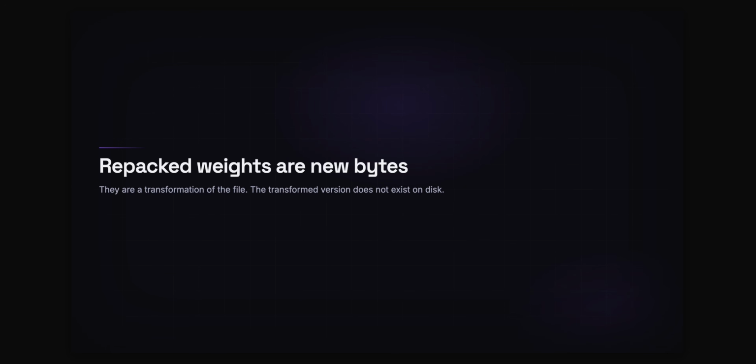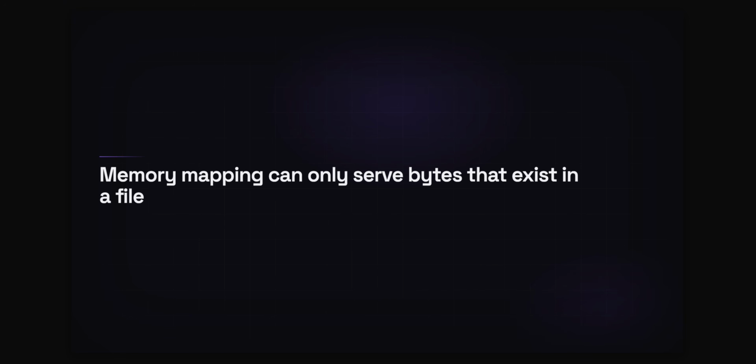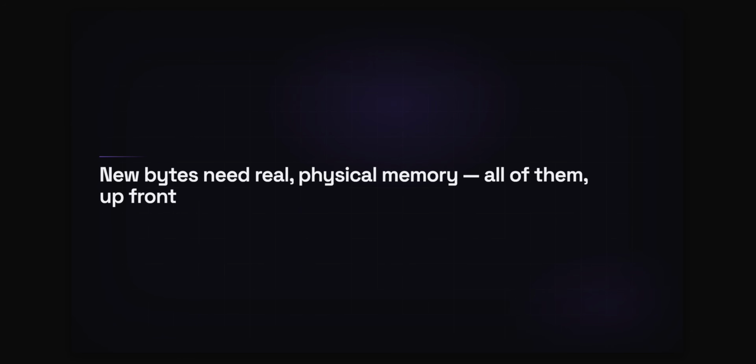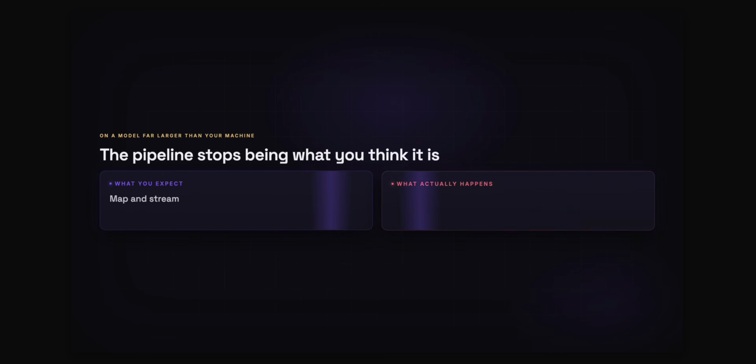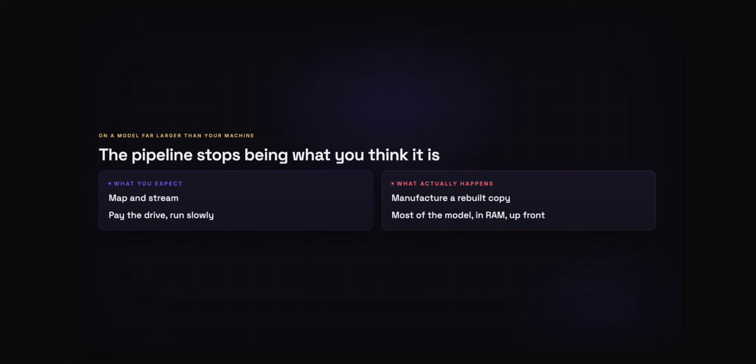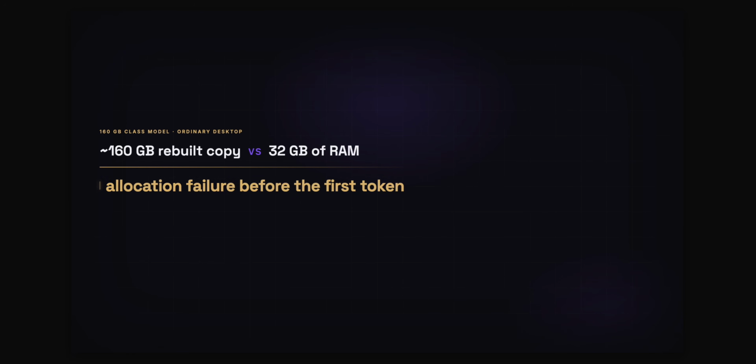But follow the logic one more step, because this is the whole discovery. Repacked weights are new bytes. They are a transformation of the file, and the transformed version does not exist on disk. Memory mapping can only serve bytes that exist in a file. New bytes need real physical memory, all of them up front. So on a model far larger than your machine, the default pipeline stops being map and stream and becomes manufacture a rebuilt copy of most of the model in RAM, which, for a 160GB class model on an ordinary desktop, is arithmetic that ends in an allocation failure before the first token.